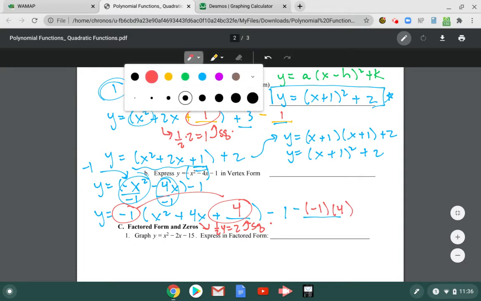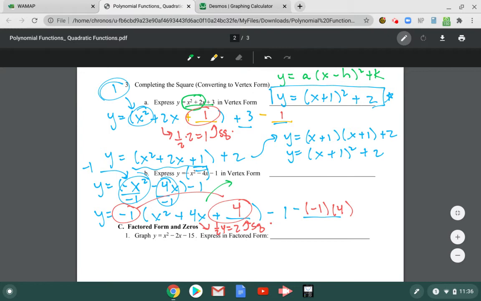Okay, where does this leave us? Let me go to a different color so I can get everything in here. So y is equal to, we have our -1 out in front. I've got x squared plus 4x plus 4 inside the parentheses. And over here, this turns into -1 plus 4. So that's going to be plus 3. This guy does factor. I'm going to run out of room.